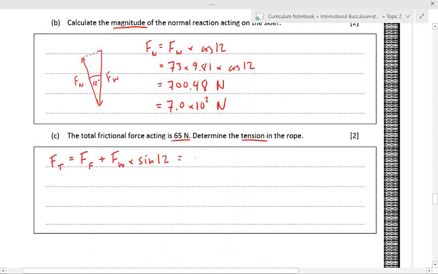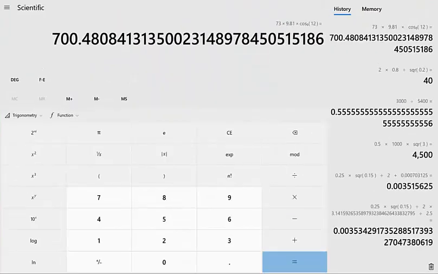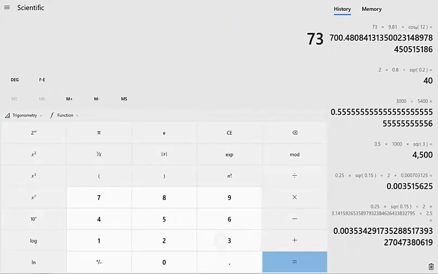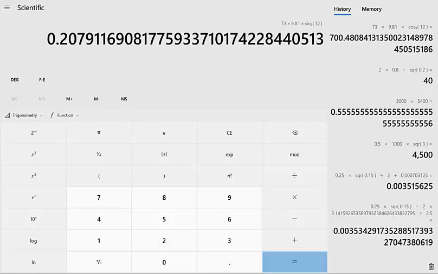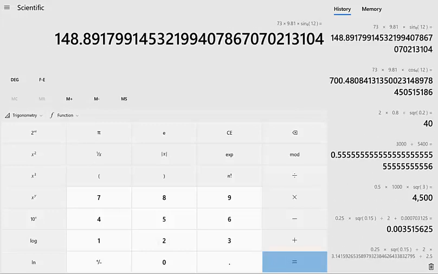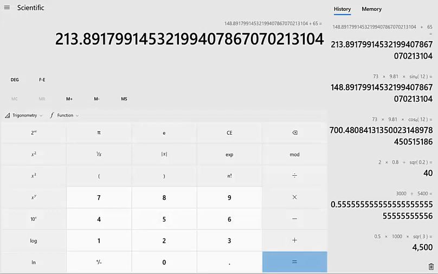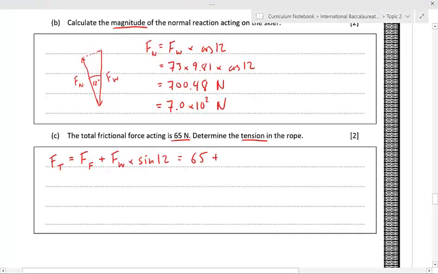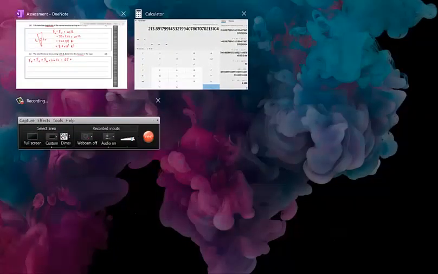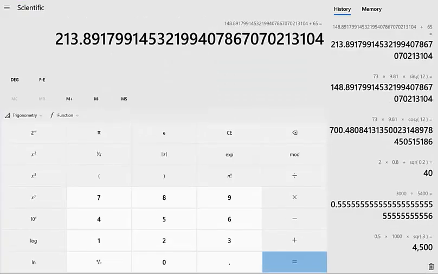So that is equal to 65 plus F weight, which was 73 times 9.81 times sine 12, is that. And then we add 65 to that, and we get 213.89. Oops, I'll just finish off what I was writing. So the first number there was 148.89.